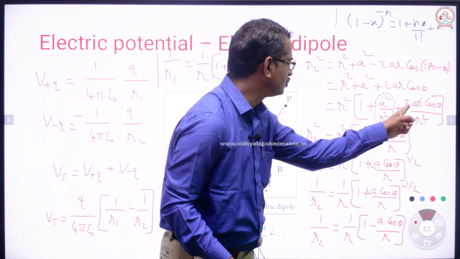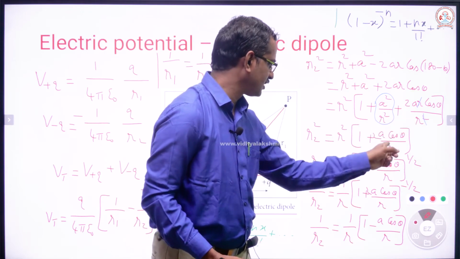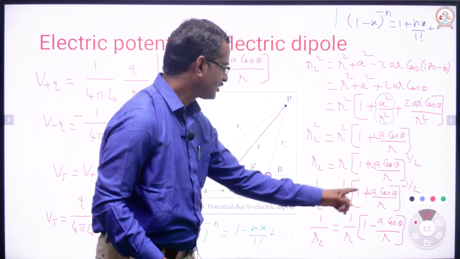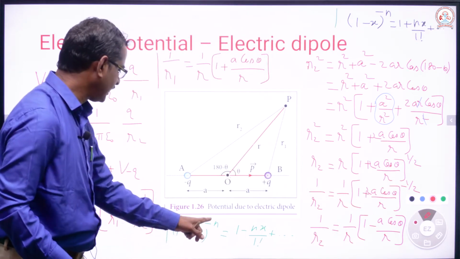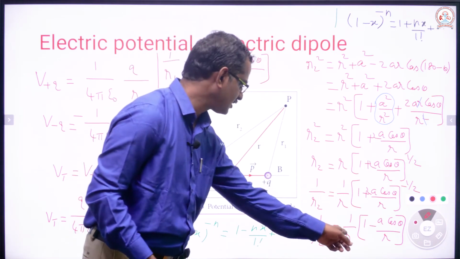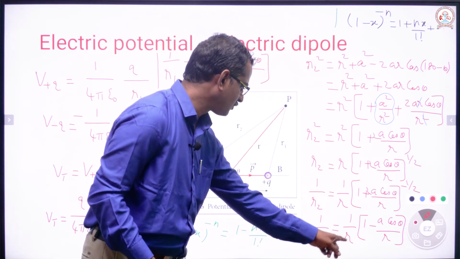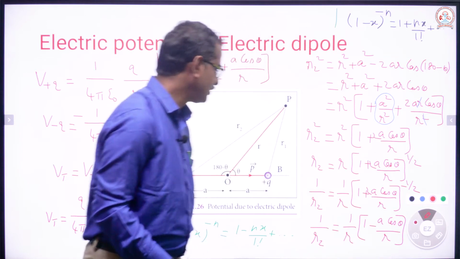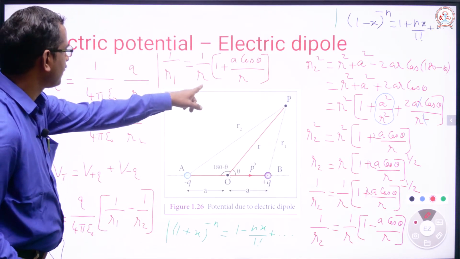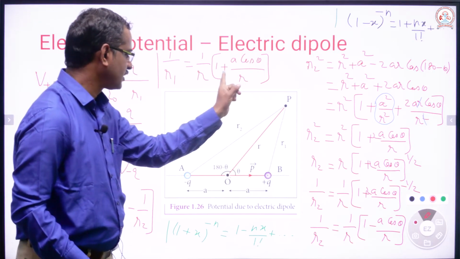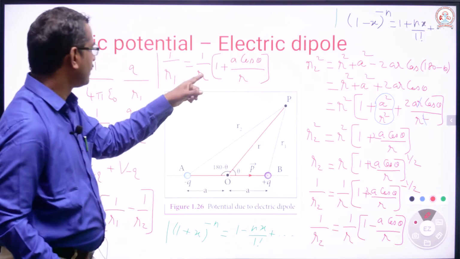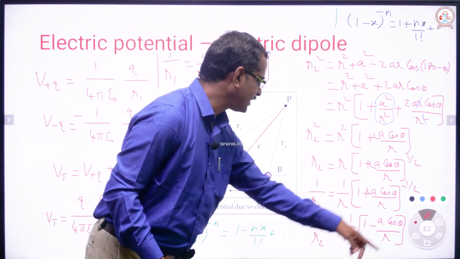Actually, here the 2 should be here. It's 2a cos theta here, and here also it is 2a cos theta. When you substitute the value of n, the 2 and 2 get cancelled, and the minus n is there. Then you get 1 by r2 is equal to 1 by r into 1 minus a cos theta by r. Here, for 1 by r1 we got 1 by r into 1 plus a cos theta by r, whereas for 1 by r2 that is 1 by r into 1 minus a cos theta by r.